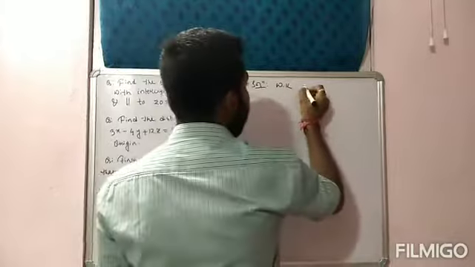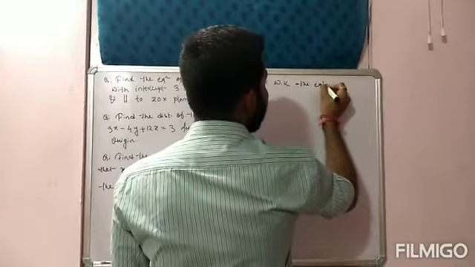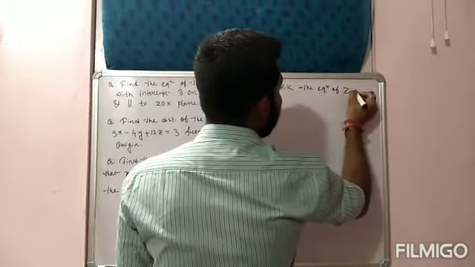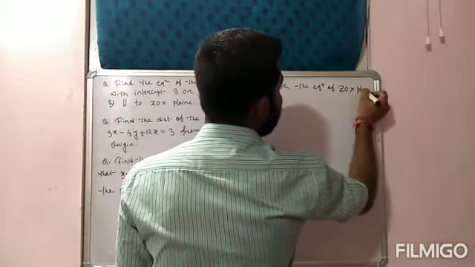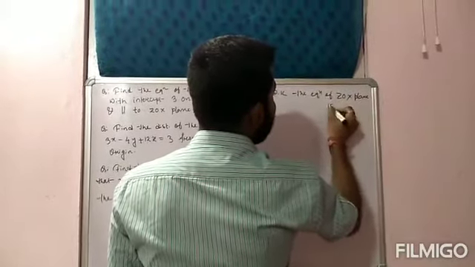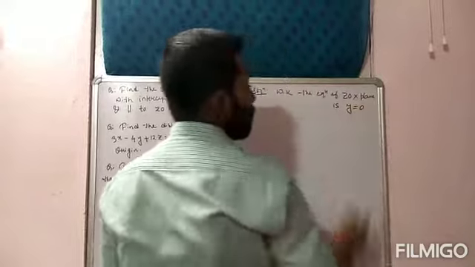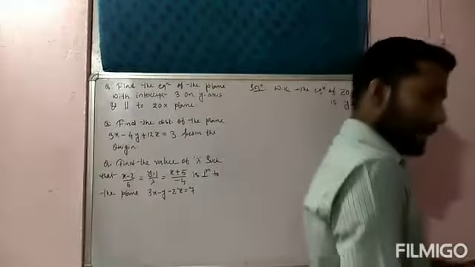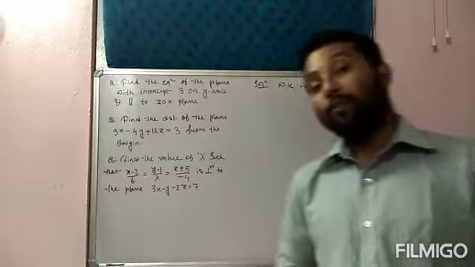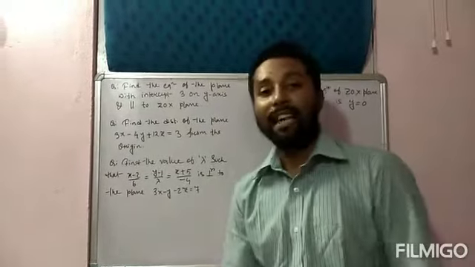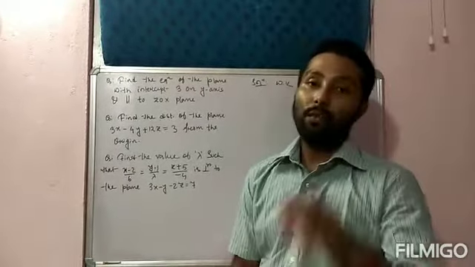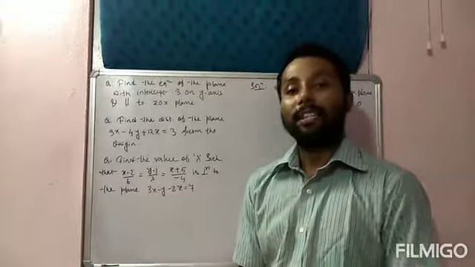We know the equation of ZOX plane is y is equal to 0. Equation of ZOX plane is y equal to 0. Equation of XOY plane is z equal to 0. Equation of YOZ plane is x equal to 0.